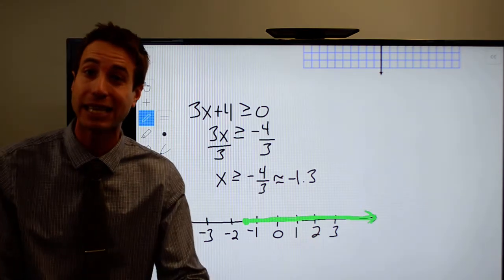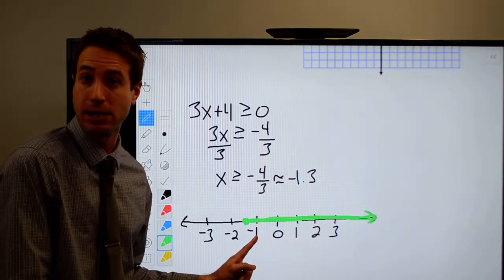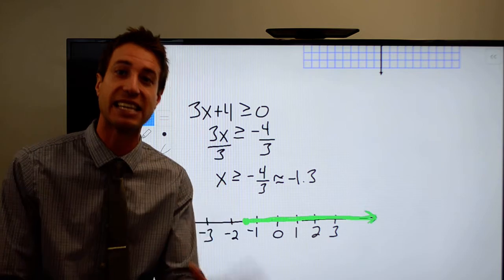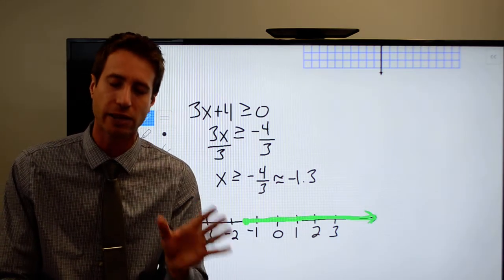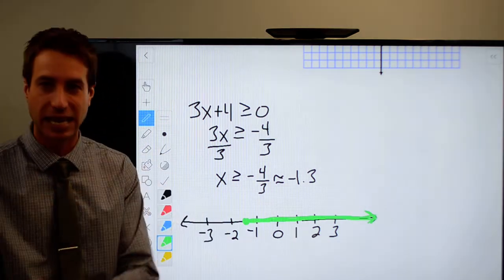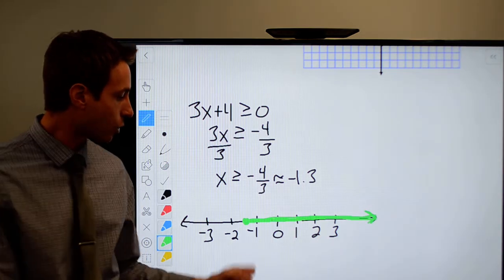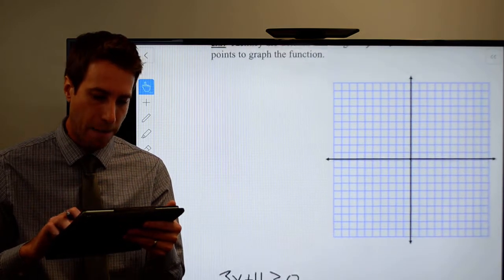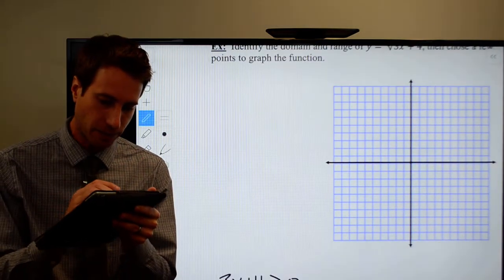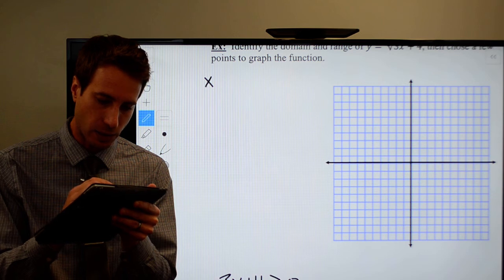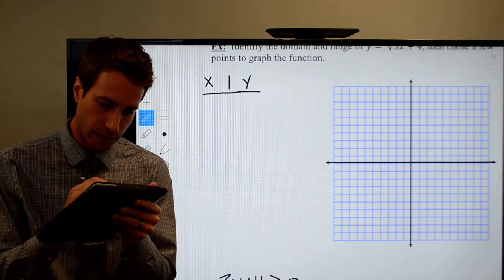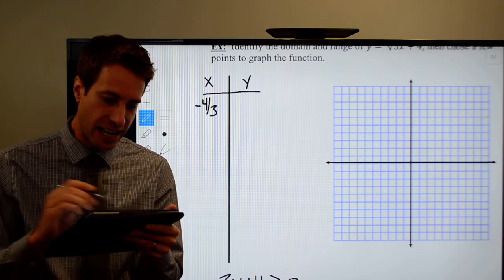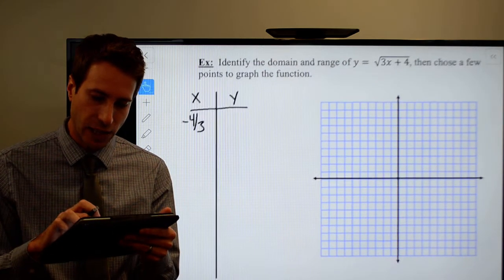I'm not excluding negative numbers. Please notice, negative 1 is in my domain. I'm excluding numbers that make the radicand negative so that I don't get any imaginary solutions. All right, so I know that I'm starting at negative 4/3, and that'll be the very first value up here in my chart. So x, y, negative 4/3.